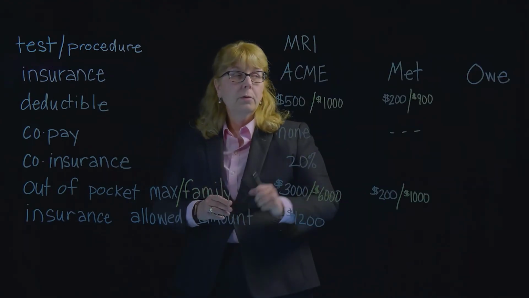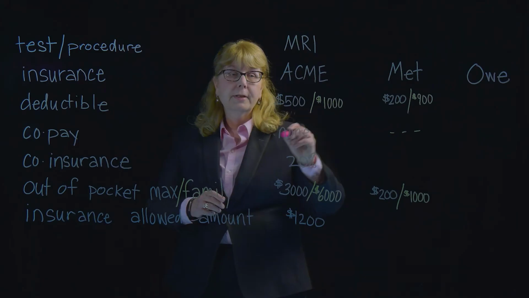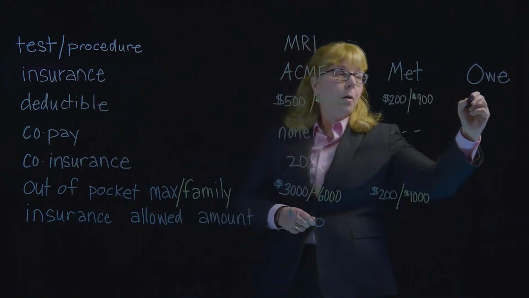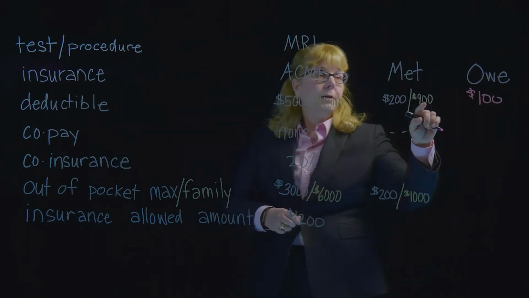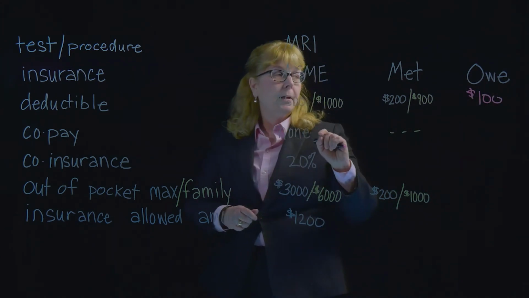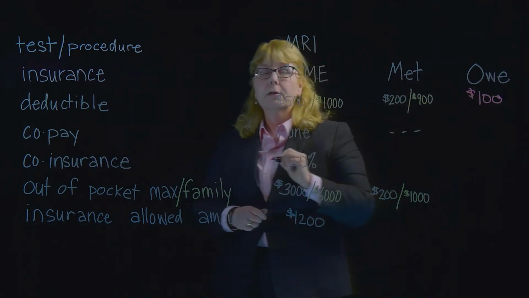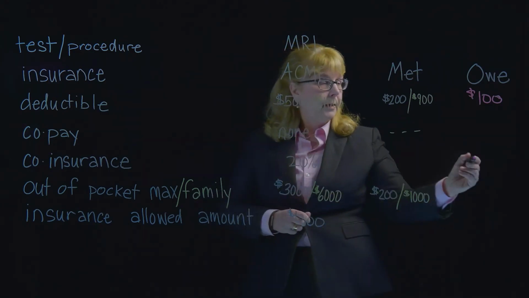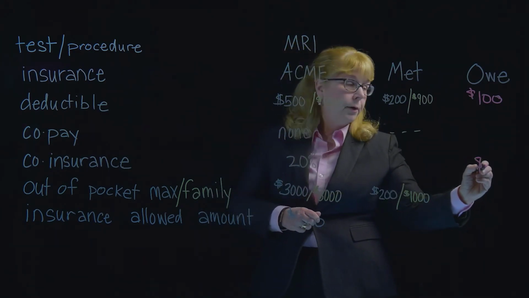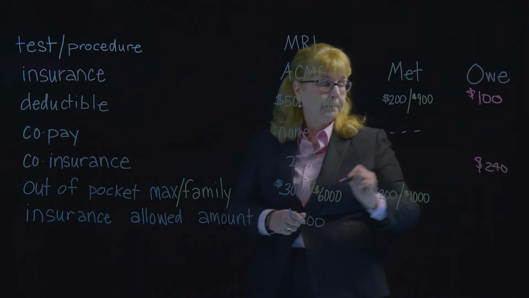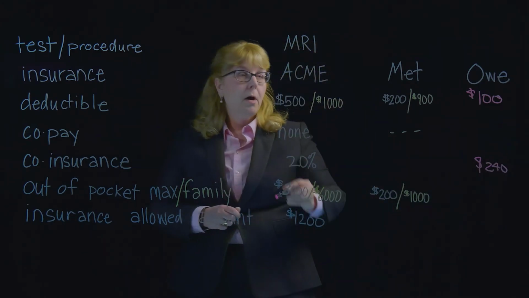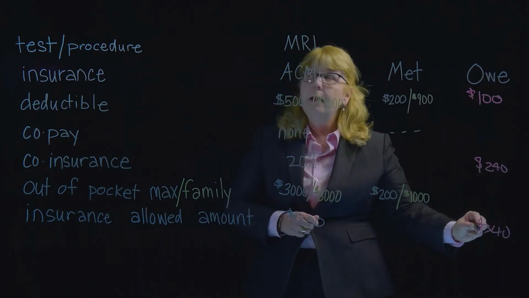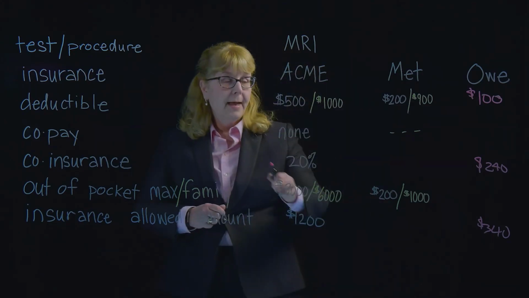So now let's walk through what this person is going to owe for this MRI on this date. On the deductible, they're going to owe $100 because the family deductible is closer to being met. All they're going to owe for their deductible is $100. On the coinsurance, the 20% of the allowed, they're going to owe $240. So that means for this MRI, this patient is going to owe $340 for the services provided on that date of service.